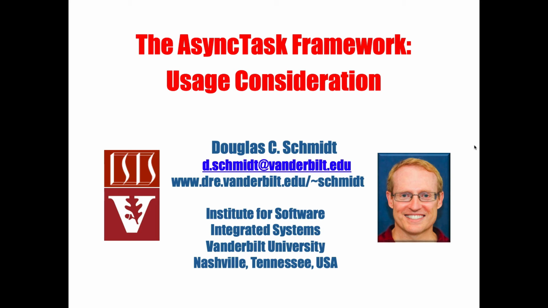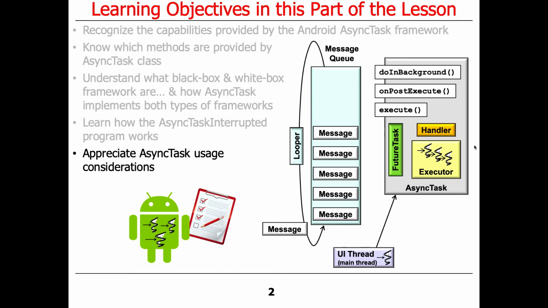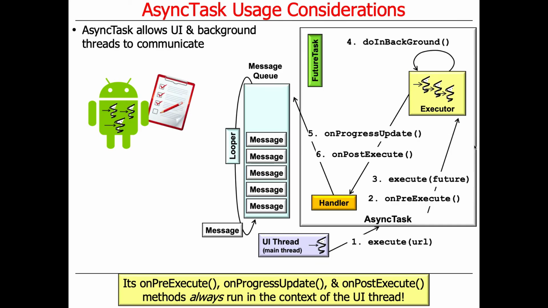So now that we've talked about async tasks, their methods, their structure, and shown an example, let's go ahead and wrap up with some discussions about how to use async tasks effectively. As we discussed, async tasks allow the user interface thread and the background thread to communicate in a clean way without exposing lots of the details to you.